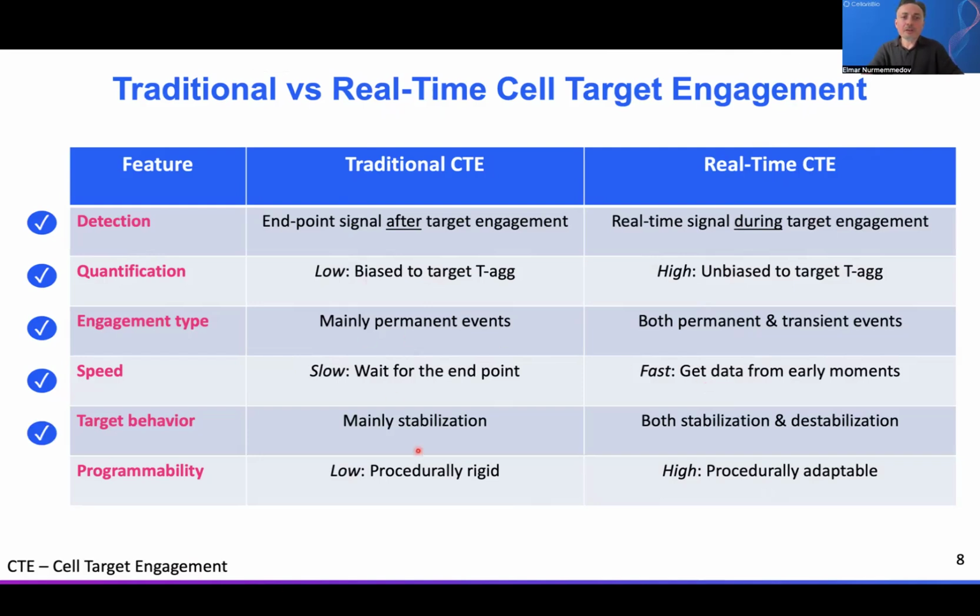In terms of target behavior, the traditional CTE is built to measure the stabilization events mainly. In terms of real-time CTE, you can measure both stabilization and target destabilization events. And finally, for programmability, the traditional CTE is rather rigid. You have to go through certain procedural steps to really extract that signal. In terms of real-time CTE, that is procedurally adaptable and flexible, dependent on the stage of your drug discovery project, and also dependent on the target, the target family that you're working with.